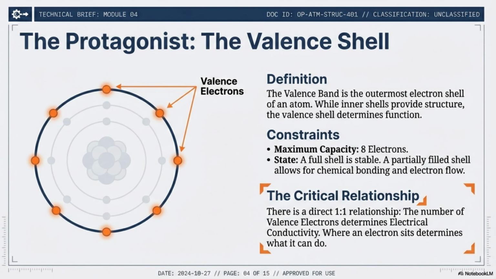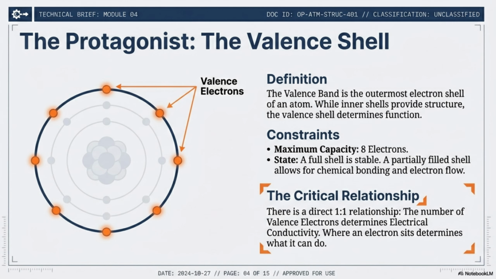So a partially filled shell allows for chemical bonding and electron flow. What does that mean? In a normal condition, if you have the full number of electrons, everything is so stable and everything is so tight. But if I don't have that full number of electrons, it means that right now I have enough space to accept electrons from other atoms. At this point, I can have a connection between the atoms themselves and I can actually use it.